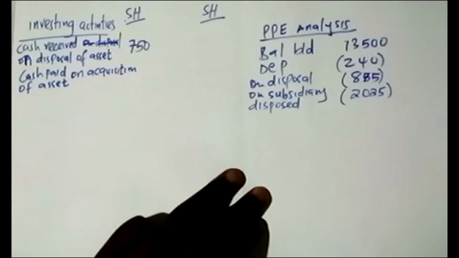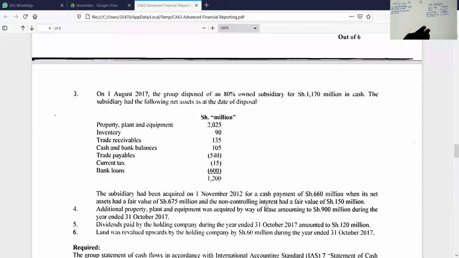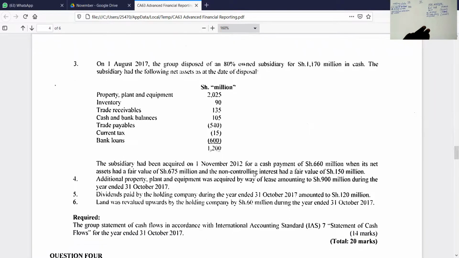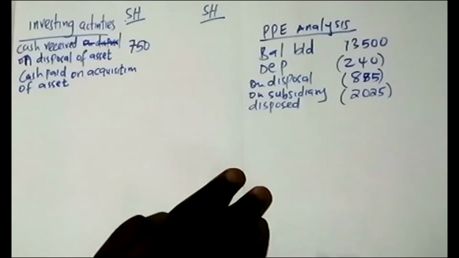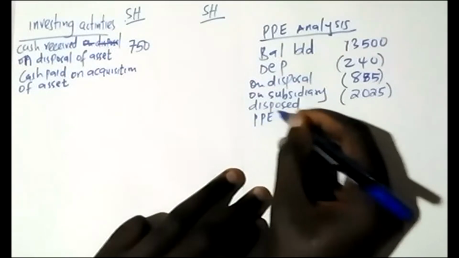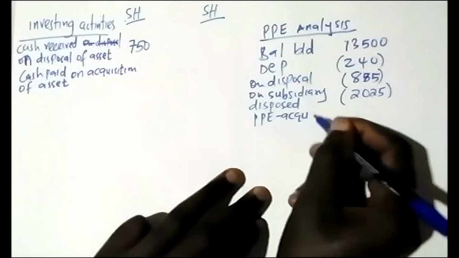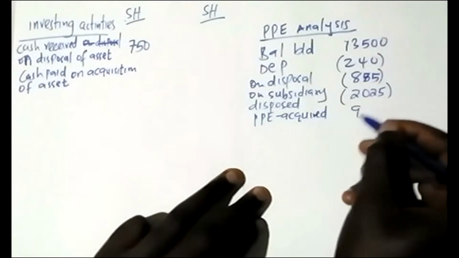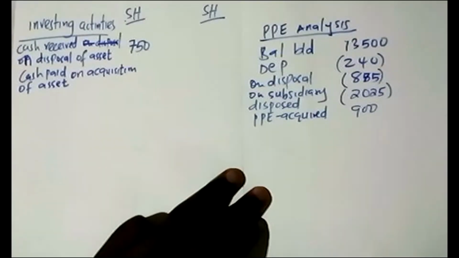Another thing, after that, we move to Note 4. In Note 4, there was property, plant, and equipment which was acquired by way of lease. So the one of 900, that is acquisition. PPE acquired. So it was 900, so that one you add.